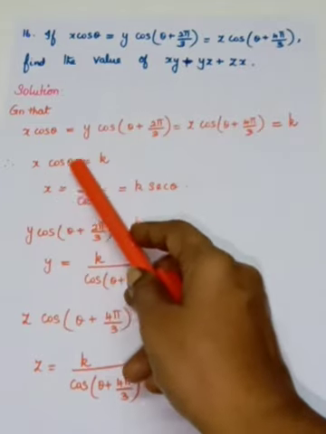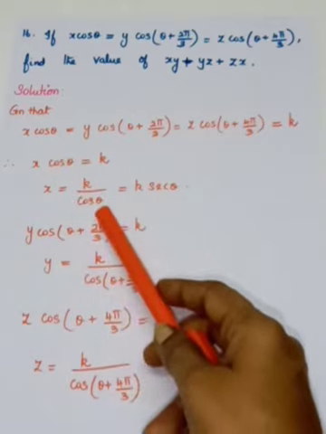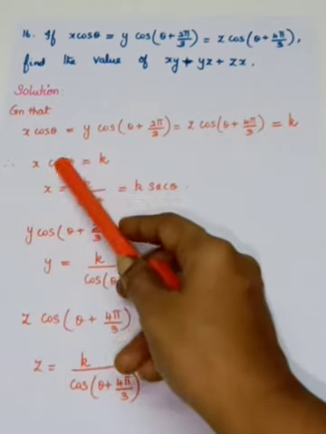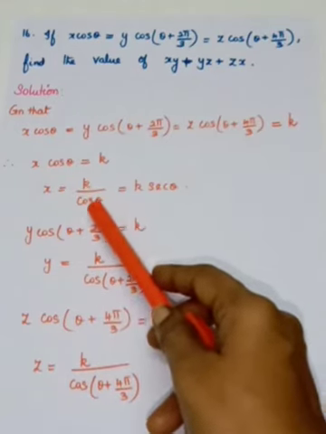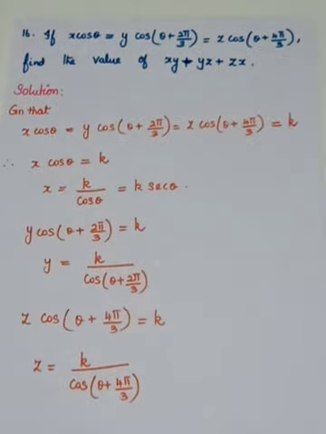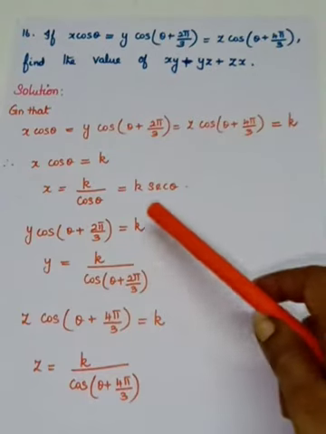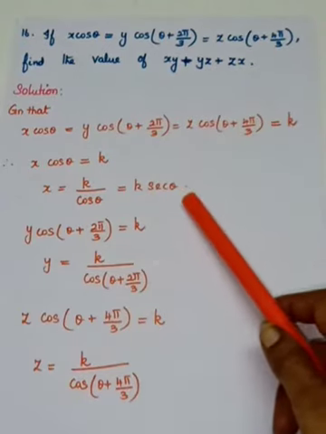This cos theta is on the left side. When you bring it to the right side, it comes in the denominator because x and cos theta are in product. So it is k by cos theta. What is 1 by cos theta? It's the reciprocal of cos theta, which is secant theta. So here I have written k into secant theta.